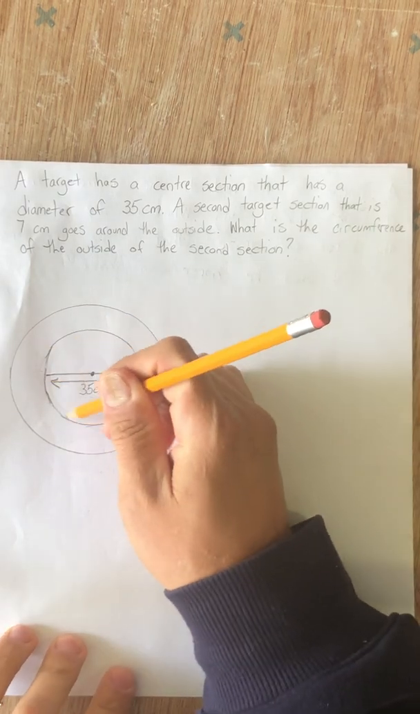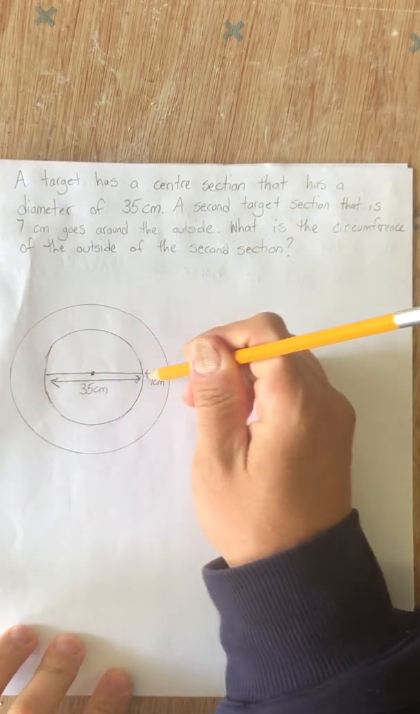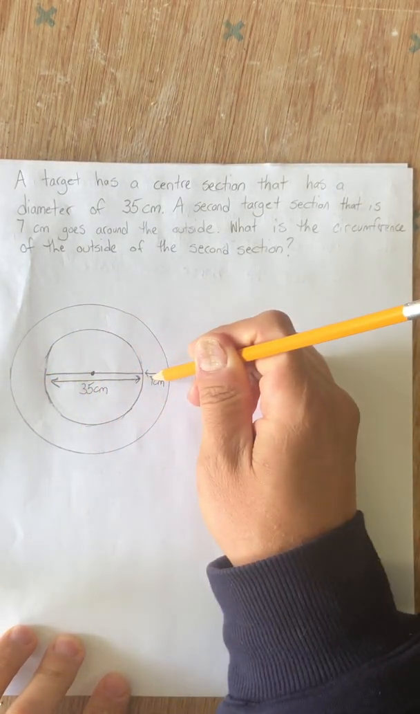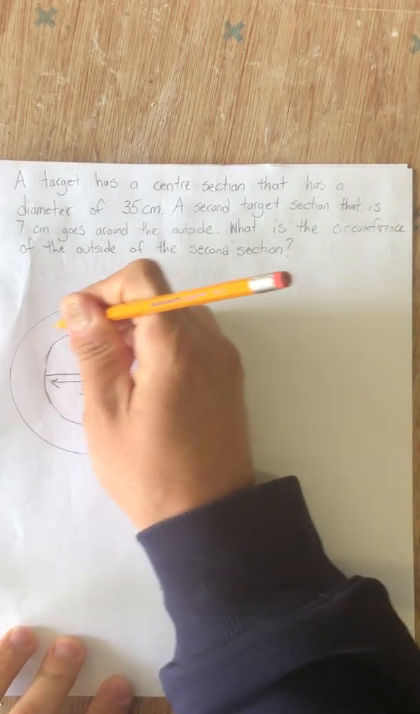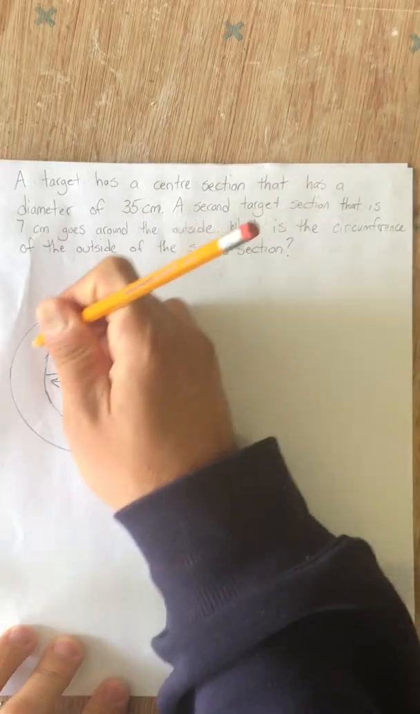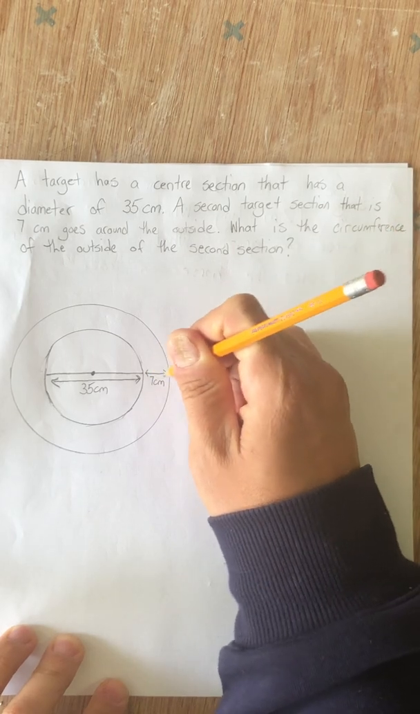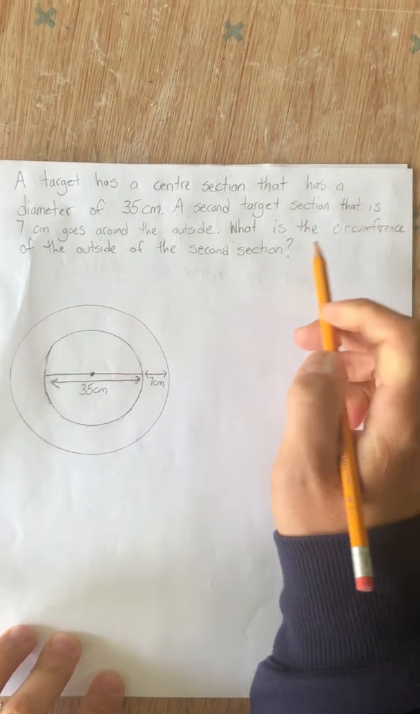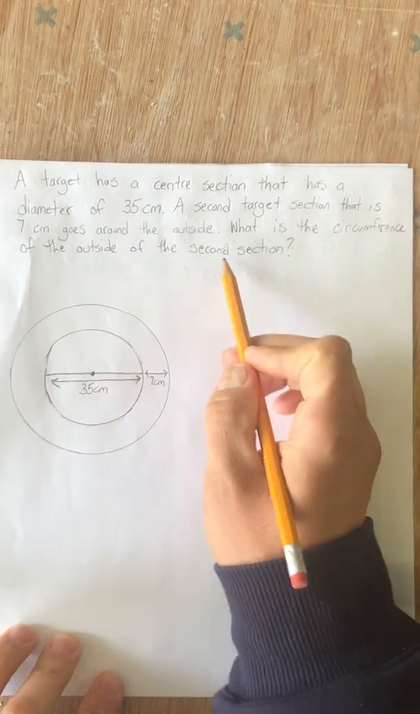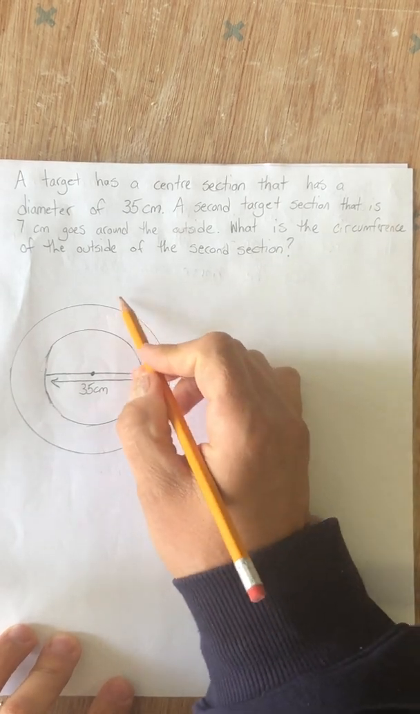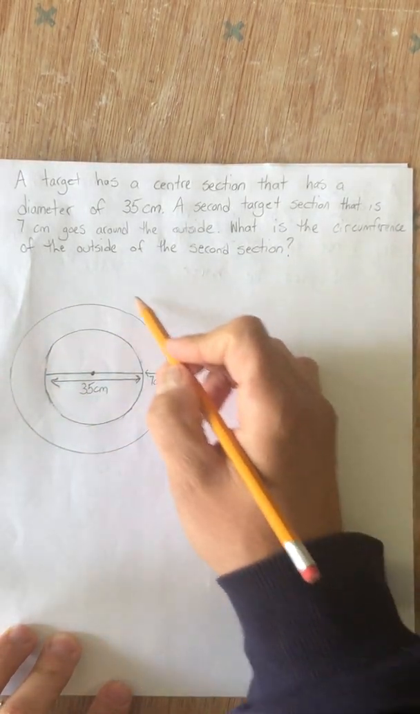The center section of our target is 35 centimeters across. It has a diameter of 35 centimeters. Going around the outside of this is a second target section, and that's 7 centimeters wide. So what's the question asking us? It's asking us, what is the circumference of the outside of the second section? So what is the circumference of this section around here?